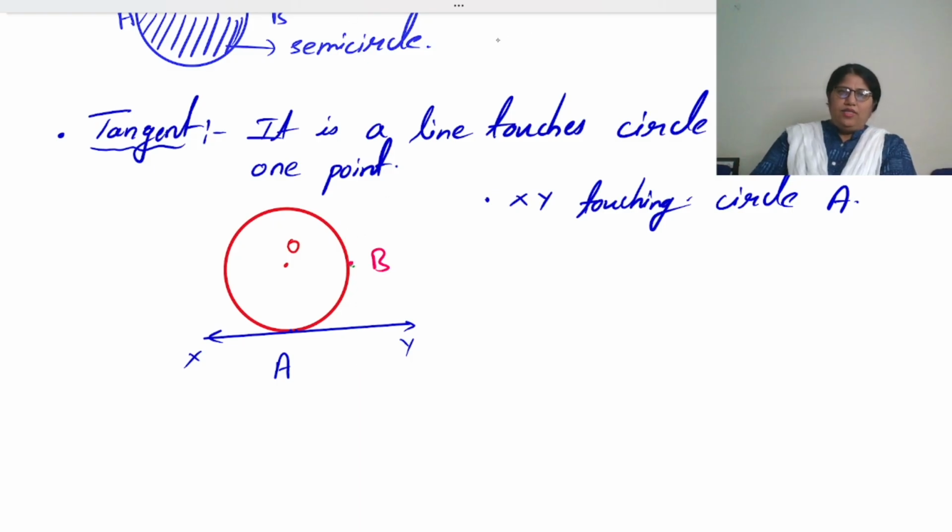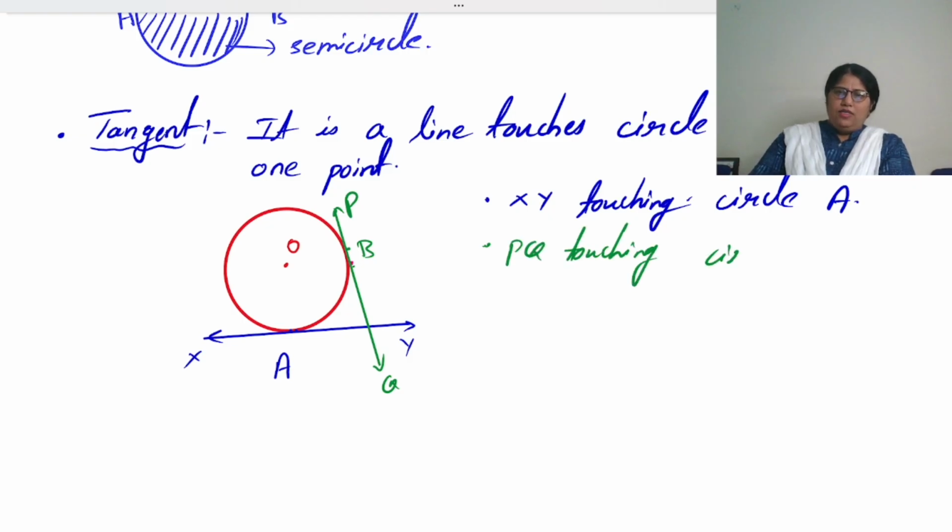So here if I see, let us see, it is touching the circle at B. So this point is called B, which is the point of contact, right? If I name this line XY, and here I name it PQ, then line PQ is touching the circle at B.